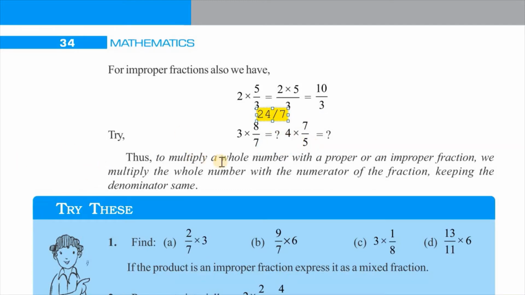So in general, to multiply a whole number with a proper or an improper fraction, we multiply the whole number with the numerator of the fraction, keeping the denominator same. That is how we multiply a whole number by a fraction.